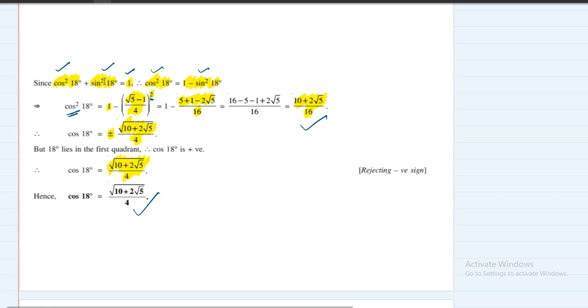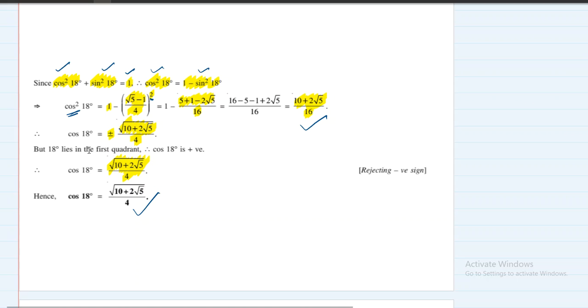Okay, we just put the value of sine 18 and square it. Now we open the bracket, take LCM, simplify, and we get the value of cos square 18 as (10 + 2√5)/16. Now we want to find cos 18, so we take the square root of both sides. So here we get plus minus under root of (10 + 2√5) by 4. 16 becomes 4, and the 10 + 2√5 stays under the root because we have taken the square root.